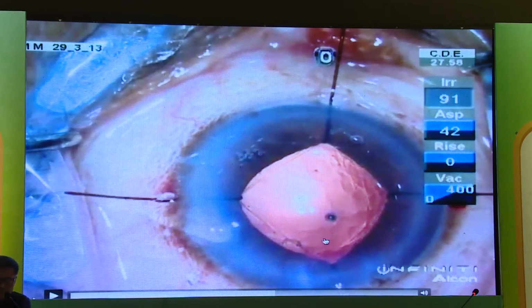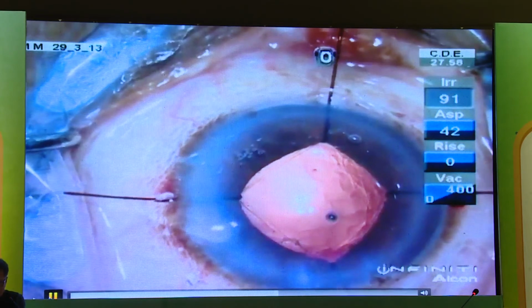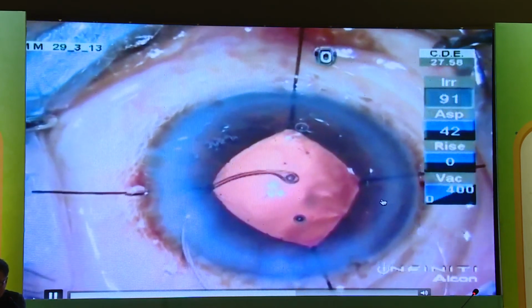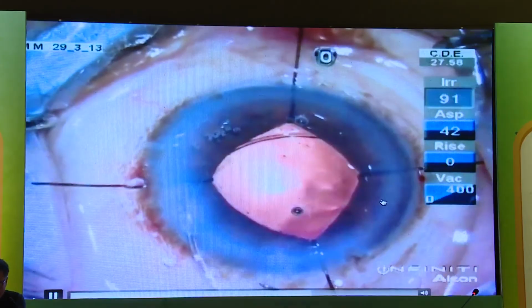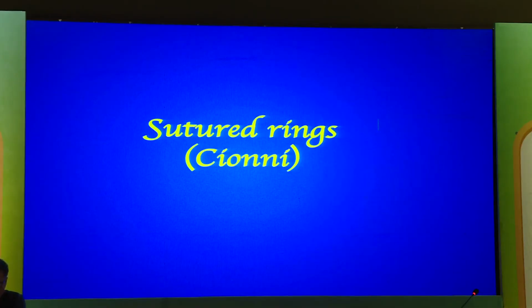The whole case was done with the hooks retracting it, and once this is done, the CTR goes into the bag and you can stabilize the bag like this. Sutured, I'm not going into it because it has already been shown, and thank you very much.